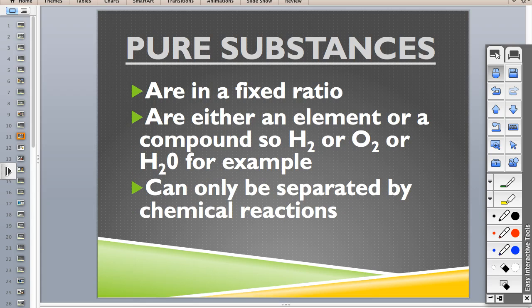All right, so pure substances, like we talked about yesterday, these are either elements or compounds. And so if I have hydrogen or oxygen, that's an element. But here, if you look here, I see this little 2, and so at that point when they're bonded, it's then a compound.